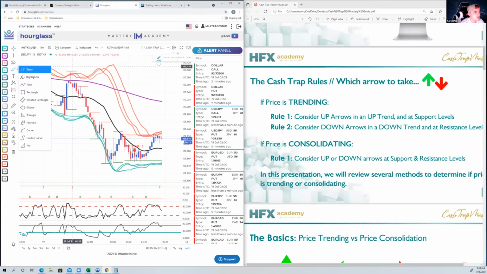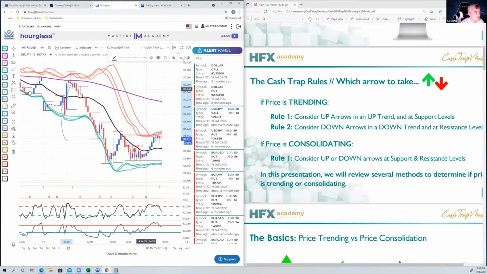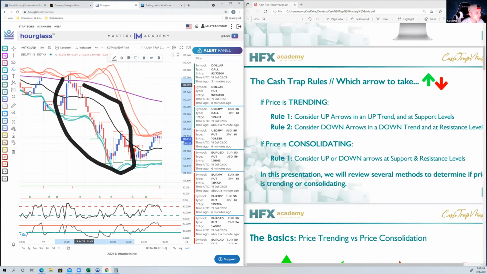So what does trending mean, you guys? Trending is this. Okay, this is trending. This whole area right here was trending in a downtrend. So when Cash Trap is telling you if price is trending, your immediate thought should be, I should be looking for an uptrend or a downtrend.